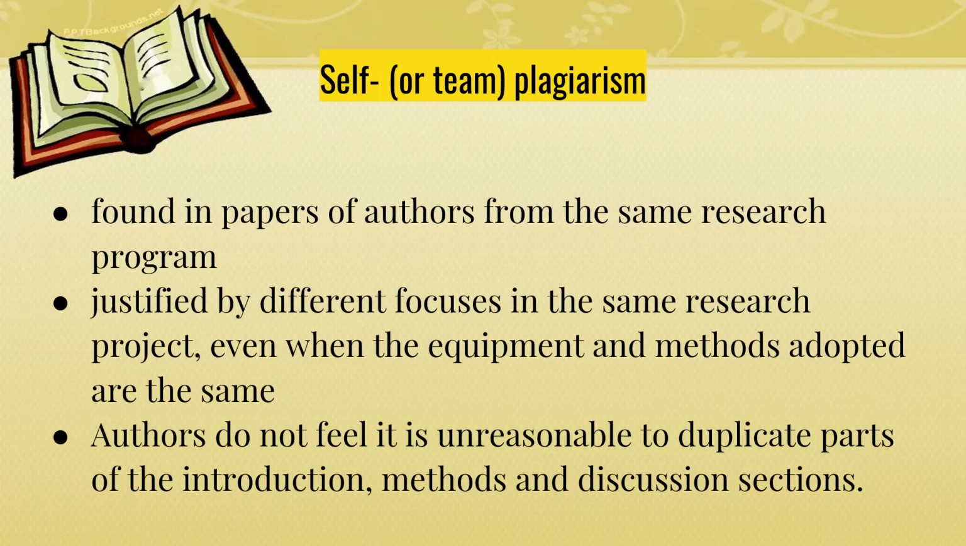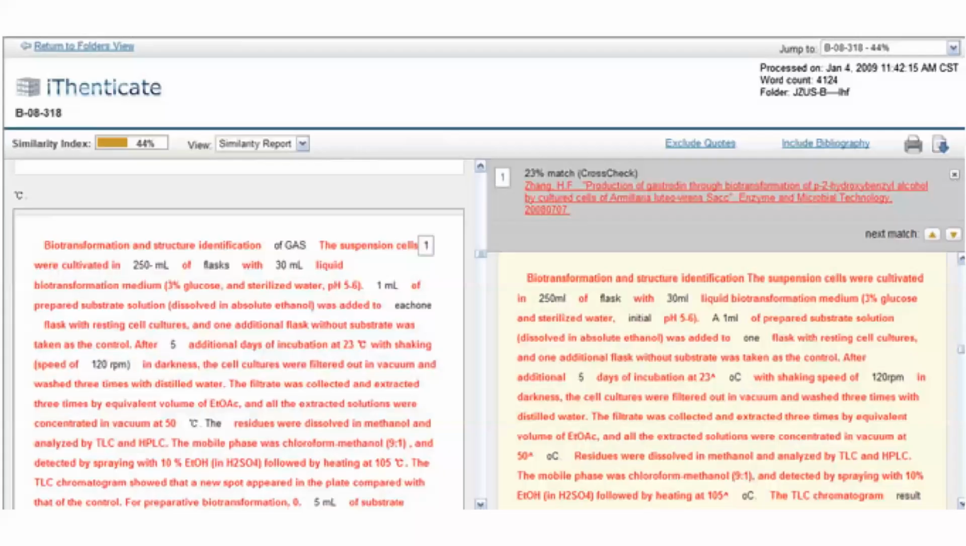At the same time, when authors do self-plagiarism, they do not feel it is unreasonable to duplicate parts of the introduction, methods, or discussion sections. I would like to show you how such team plagiarism occurs in these two papers. Although the similarity index is only 44% and 23%, we can see here that this introduction has almost the exact same thing.